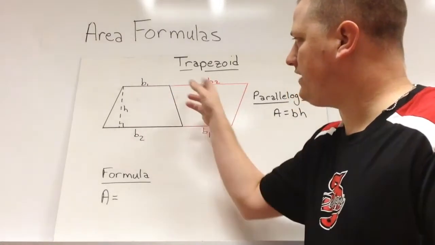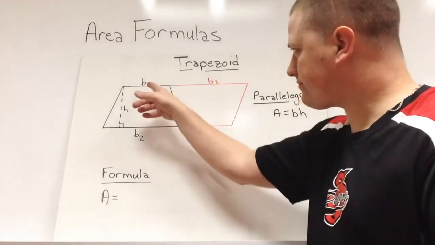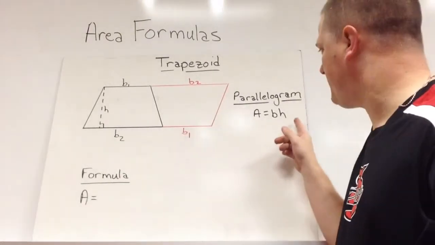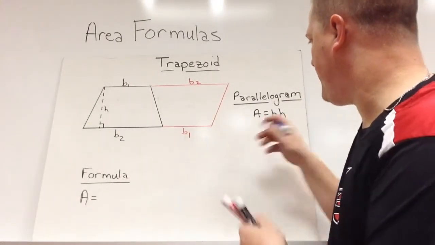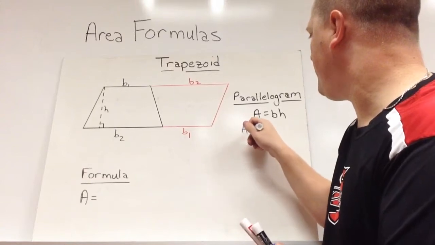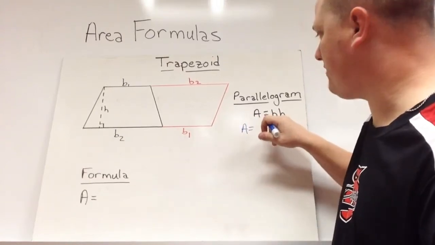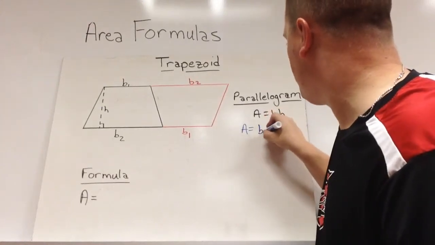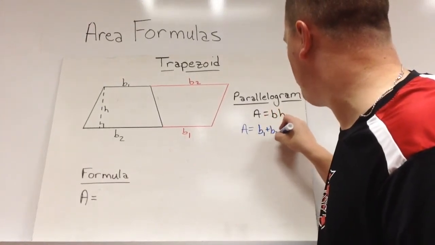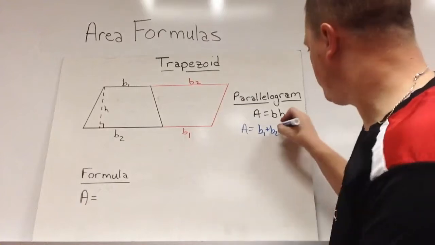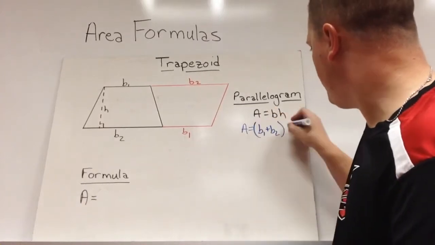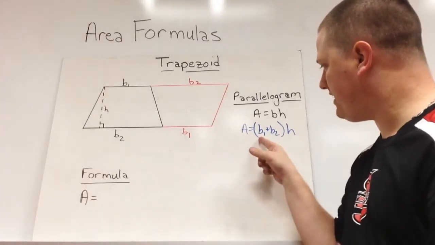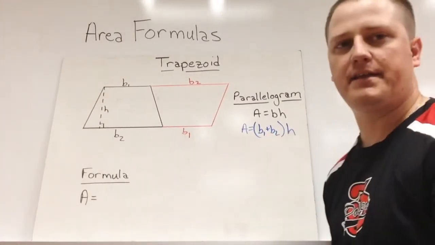What we actually have is two bases, and so for this parallelogram, instead of base times height, the area equals, instead of base, our base is made up of two bases. So it's base 1 plus base 2, and we need to add those first. So I'm going to put them in parentheses and then multiply by the height. So this parallelogram is base 1 plus base 2 and then times height.